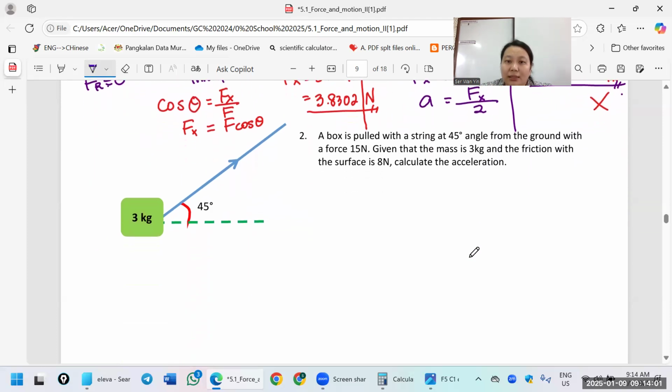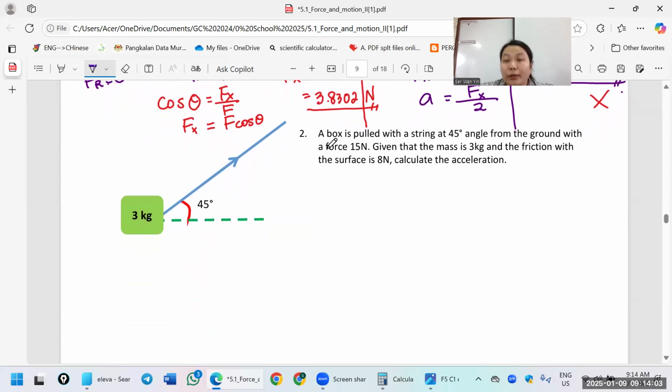Okay, so now next, I will read the question first. From the ground means horizontal. Okay, so it means it's an elevation angle with the force 15 Newton, F equals 15 Newton. Given the mass 3 kg and the friction with the surface 8 Newton.